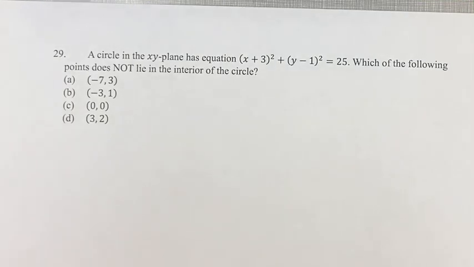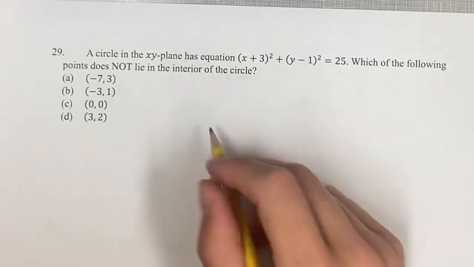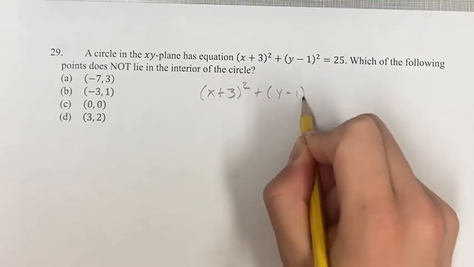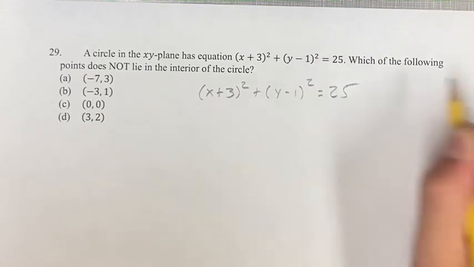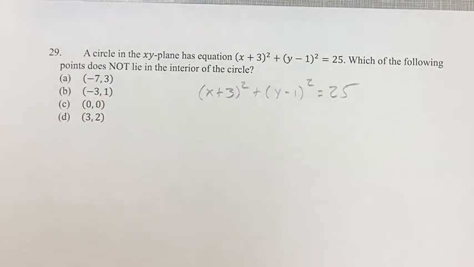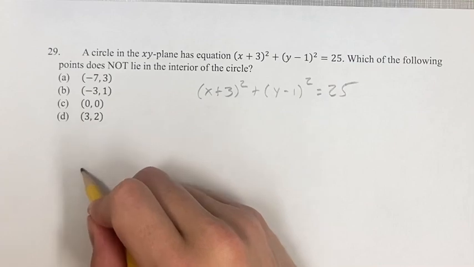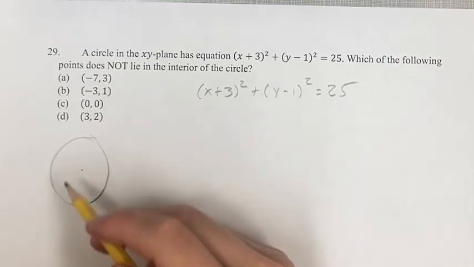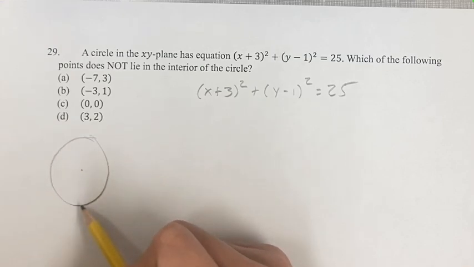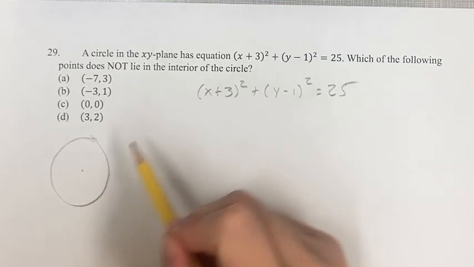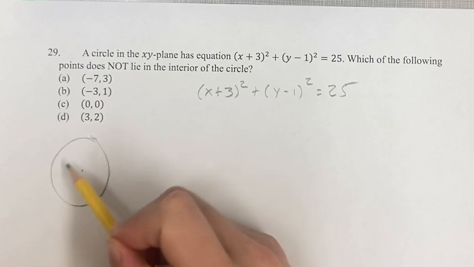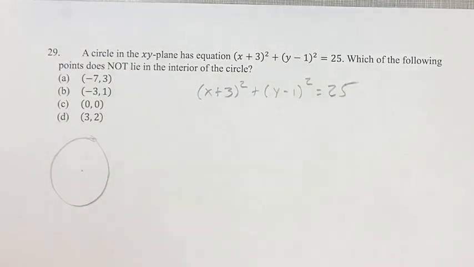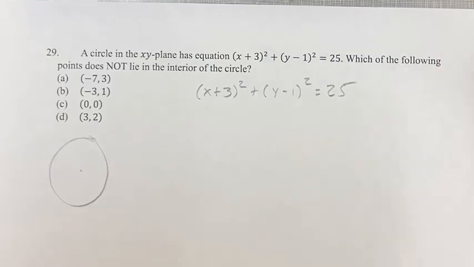In this problem, we have the circle with the equation (x + 3)² + (y − 1)² = 25. We're asked which of the following points does not lie in the interior of the circle. If we have a circle, any point on the actual circle itself is its own set. We have the points inside the circle, that's the interior, and then the points outside the circle, that's the exterior. Okay, so how do we find this?